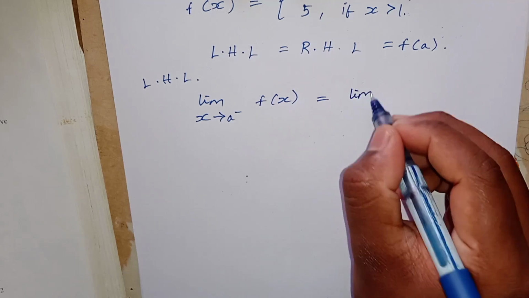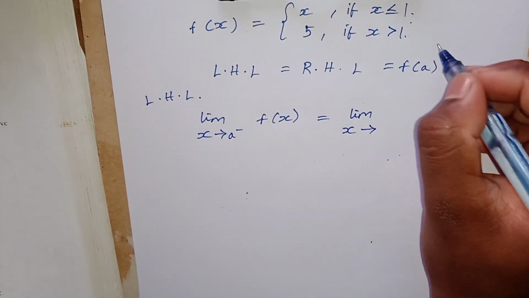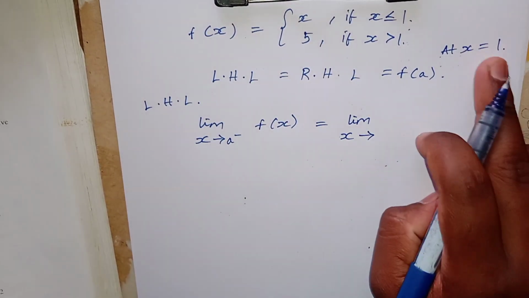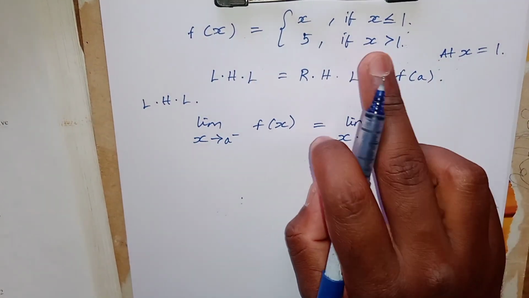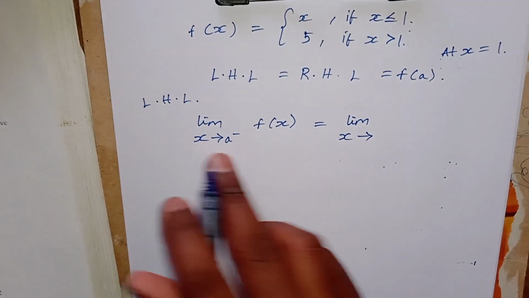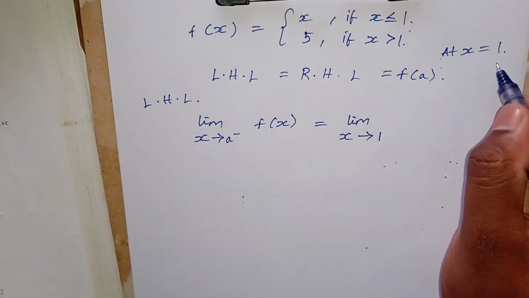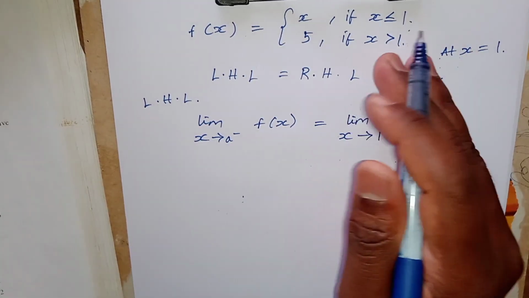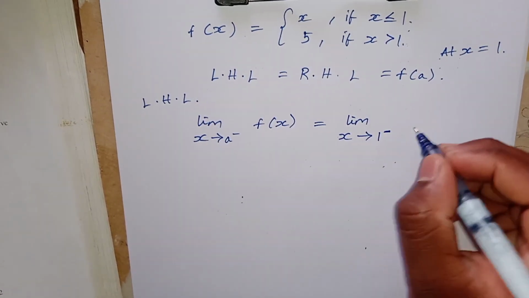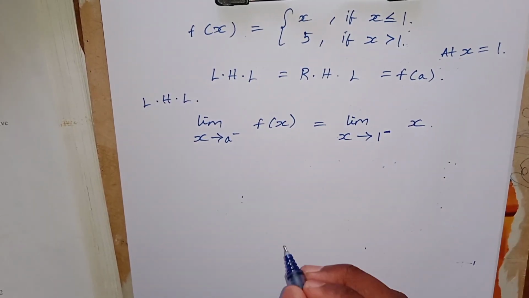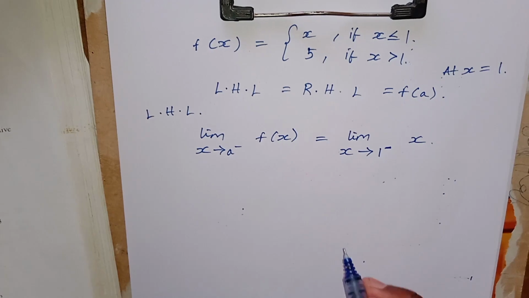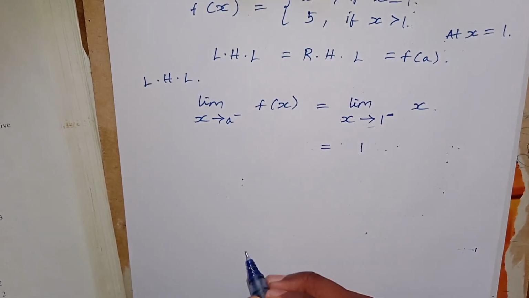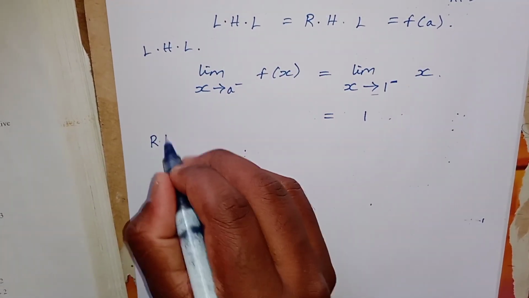Here the point is x equal to 1. At the value of x equal to 1 you have to check whether the function is continuous or not. Okay, therefore in the place of a here it is 1, so 1 minus. 1 minus in the sense you have to take a value less than 1, because here x is less than 1, so finally you substitute the limit. Here it is 1.